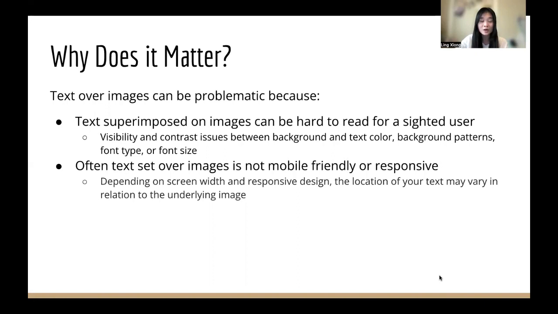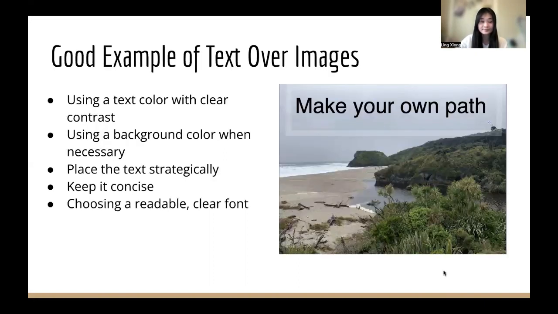Next, Nick will talk about the examples of text over images. Text over images can be effective when certain components are included, such as strategic placement of text in clear contrast that makes the text easy to read. Additionally, the font used for text should be both clear and readable, and in some cases, a background color may be necessary to enhance visibility. In the example I provided, I have an image with the text, "Make your own path," in an area where the text is very legible for all viewers.